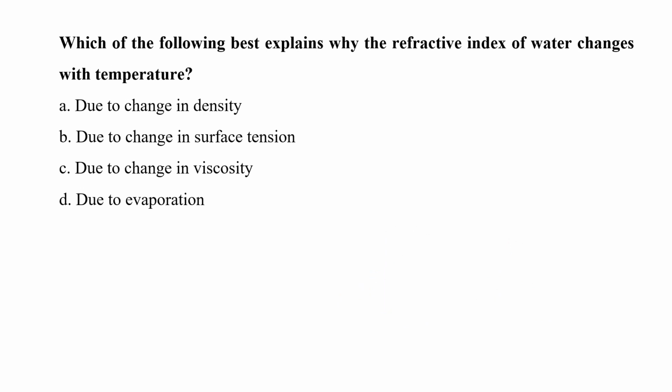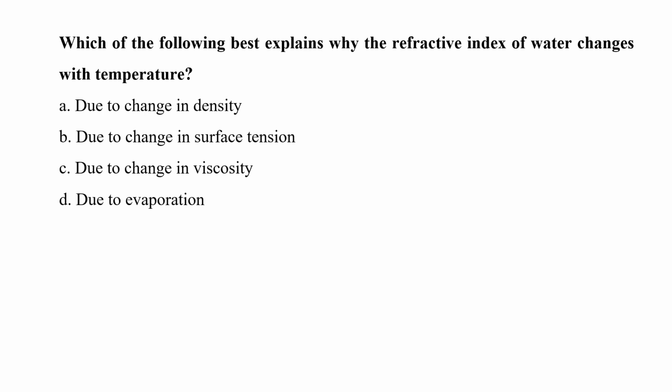Which of the following best explains why the refractive index of water changes with temperature? A. Due to change in density. B. Due to change in surface tension. C. Due to change in viscosity. Or D. Due to evaporation.